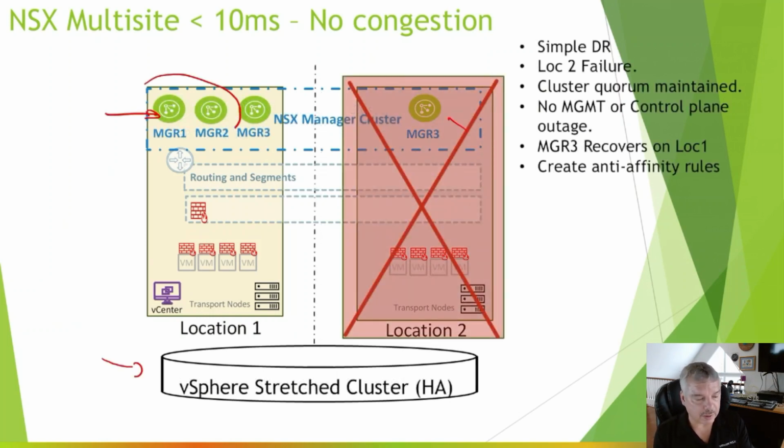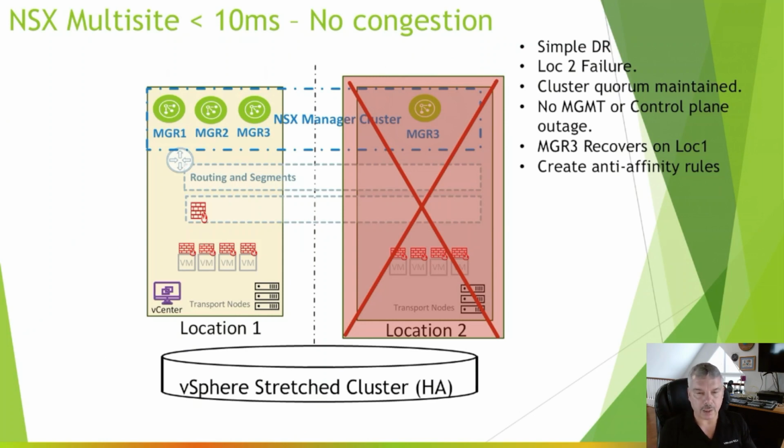Management and control plane is still up. Managers 1 and 2 are still there. We did not have an outage in management and control plane. However, we lost location 2 where manager 3 was running, so vSphere HA would restart that onto a host over here. But that's okay. We still had 2 managers. So there is no outage in management and control plane. That makes sense, right? Cluster quorum was maintained. Manager 3 is recovered at location 1. And you create these anti-affinity rules and stuff. Okay? So that's kind of cool, right?